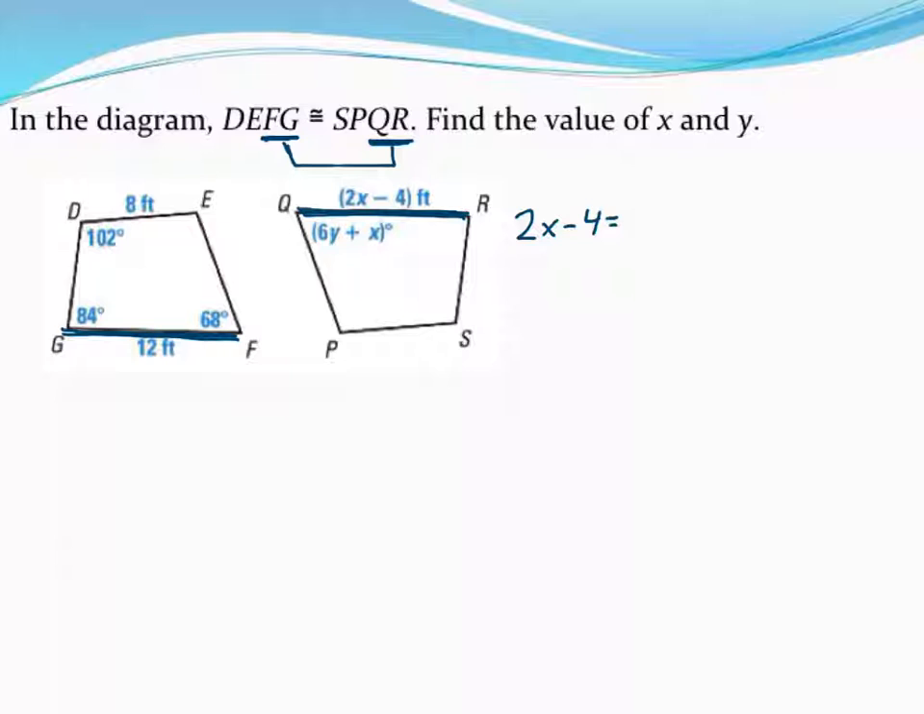Okay? Knowing that, let's set up our equation, no different than anything we've done in other examples. So 2x minus 4 has to be equal to 12. I'll add 4 to both sides, and then divide by 2, so x must be 8.